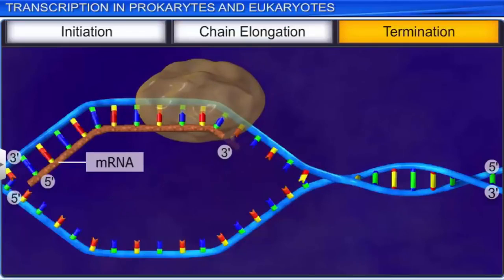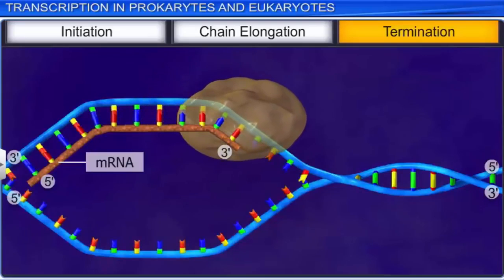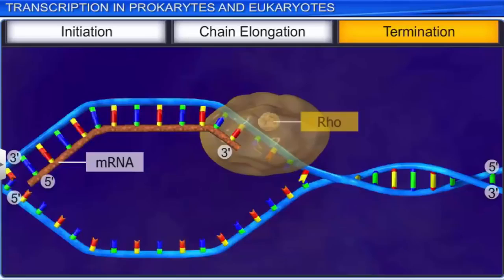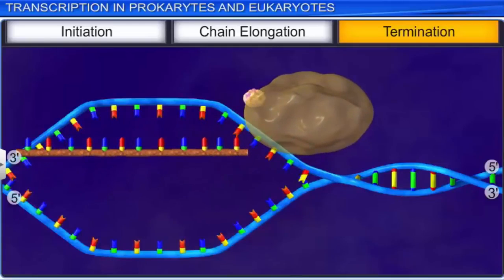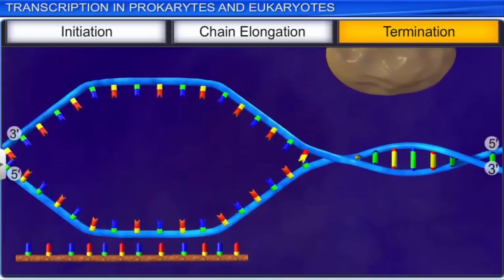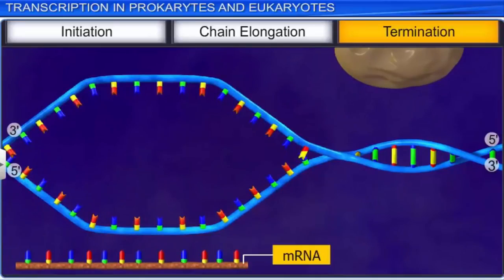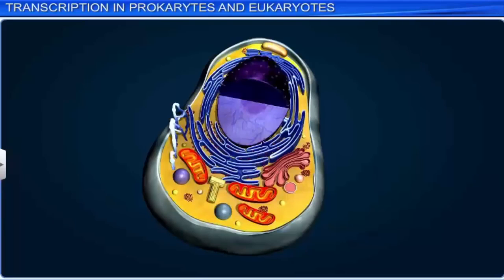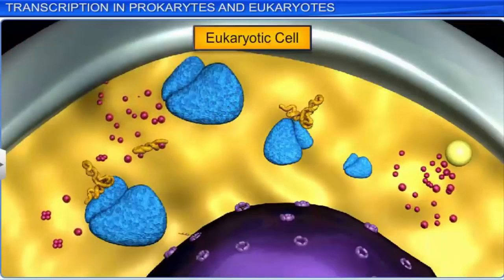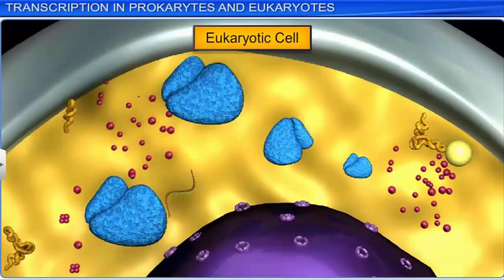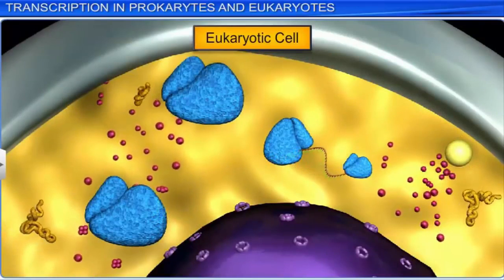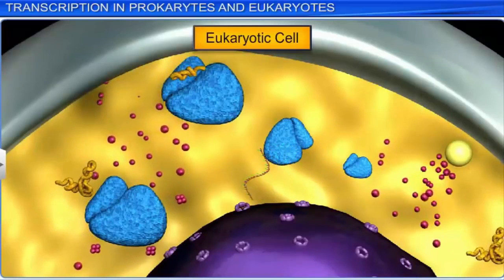The final stage of transcription is termination, in which the polymerase, along with termination factor represented by Rho, reaches the terminator region, and newly created mRNA falls off along with the enzyme. This marks the end of prokaryotic transcription. The stages of transcription in eukaryotes are similar to that of prokaryotic transcription. However, there are some differences as well. Let's understand them in detail.